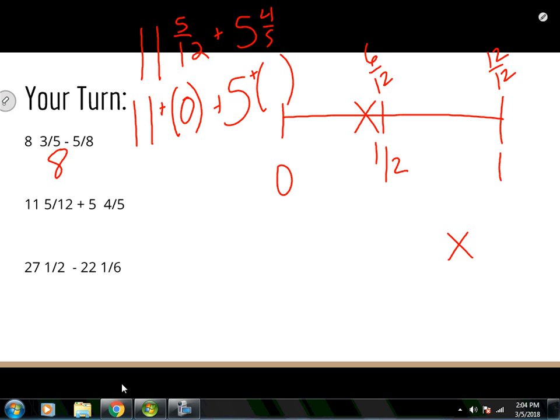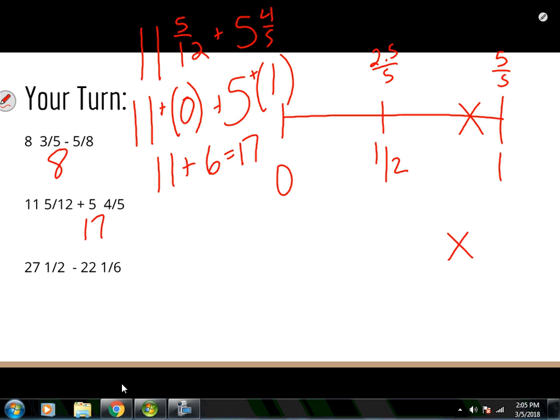5 and 4/5. Again, 5 out of 5 would be a whole. 2.5 out of 5 would be a half. 4/5 would be pretty close to 5/5, which would mean we would round up to 1. 11 plus 0 is 11, plus 6 equals 17.